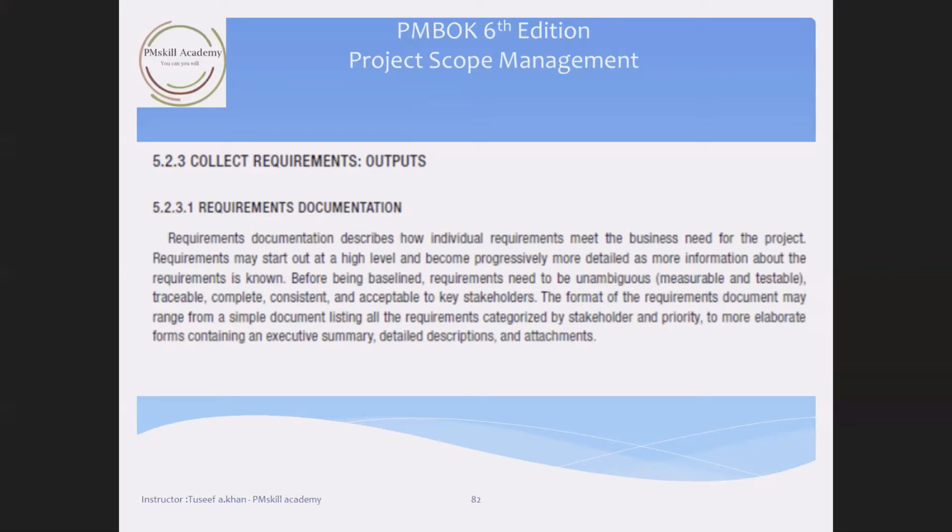There are two outputs in this phase, collect requirements: the requirements documentation, RD, and the requirements traceability matrix, RTM. Requirements documentation describes how individual requirements meet the business needs of the project. It can be high level and detailed requirements.